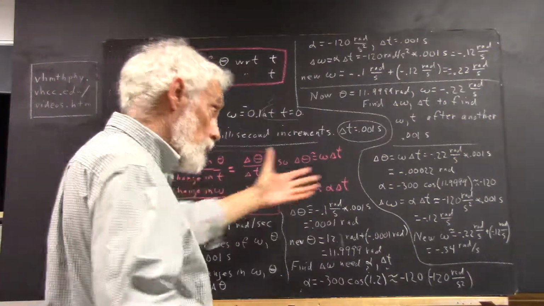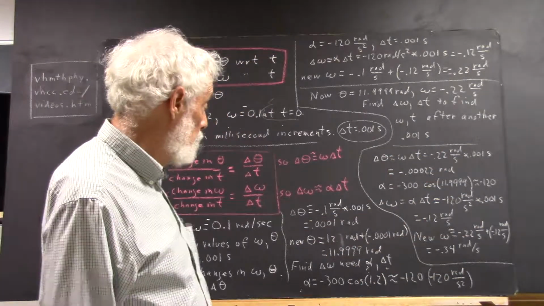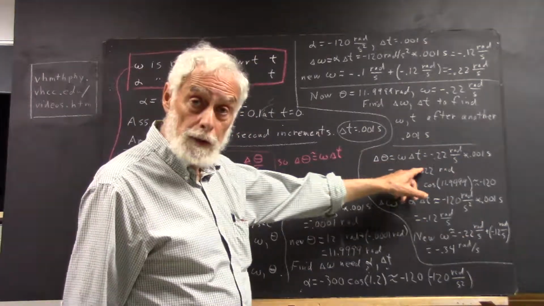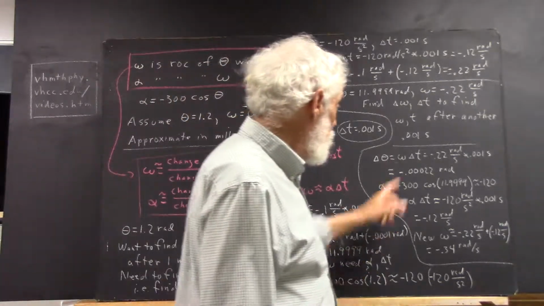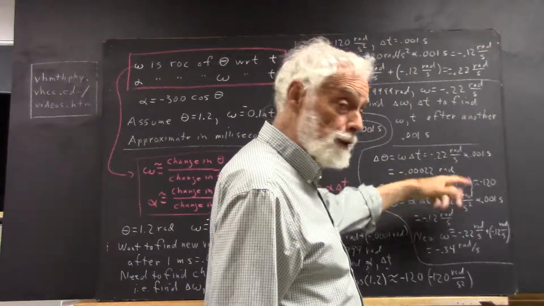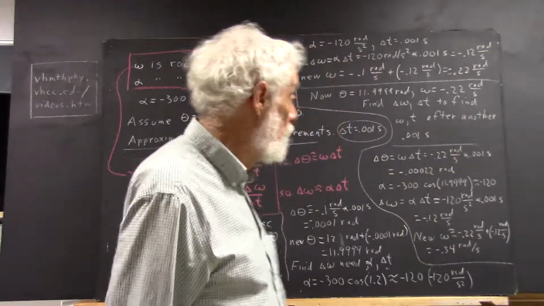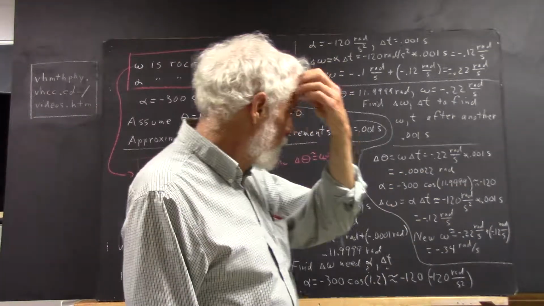Okay, so hopefully you calculated this on your own, but I'll just summarize it very quickly. Delta theta is omega delta t, as it was in the last calculation. Now the new omega is negative 0.22 radians per second, so we multiply that by our 0.001 second, and we still get a minuscule number of radians.